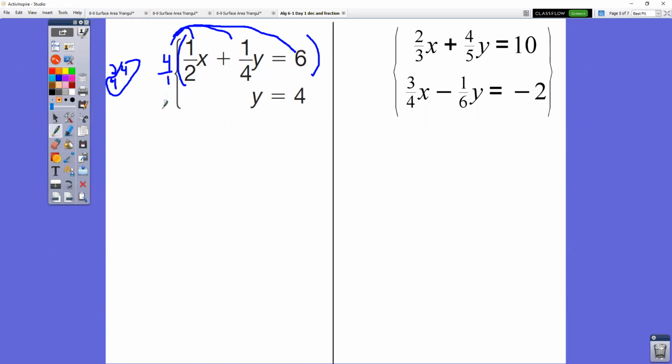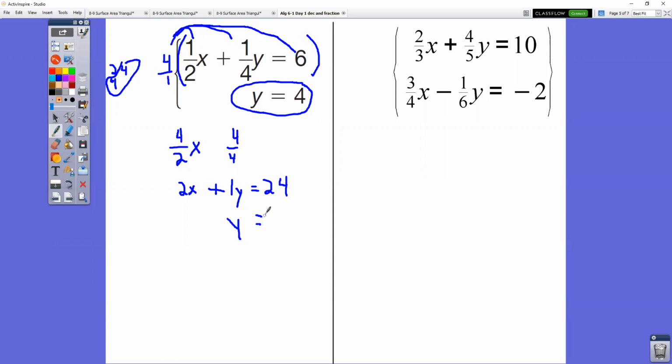So this is really 4 over 1. Top times top, bottom times bottom. So I end up with 4 over 2x. 4 over 2 is really just 2x. And then I have 4 times 1, which is 4. 1 times 4, which is 4. 4 divided by 4 is 1. So I have 2x plus 1y. 4 times 6 is 24. So that's my top equation. I would not have to do anything with this bottom equation in this particular question. There are no fractions there. So these two would be my two equations.